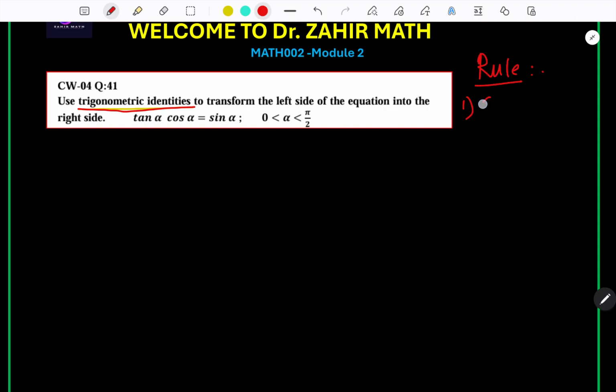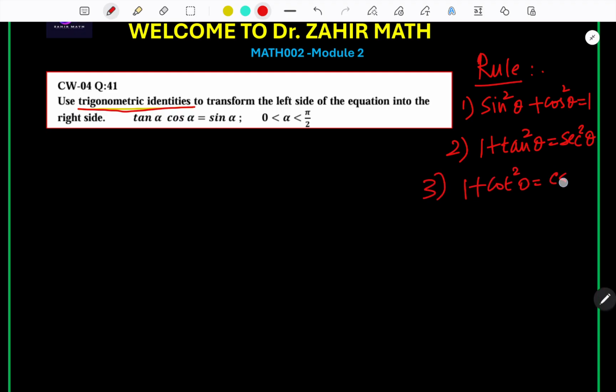What are they? The first rule is sine square theta plus cosine square theta is equal to 1. This is the first rule you need to remember. The second rule is 1 plus tan square theta is equal to secant square theta. The second rule is what? 1 plus tan square theta is equal to what? Secant square theta. This is the second rule. Okay, right. The third rule is 1 plus cot square theta is equal to cosecant square theta. This is the third rule. Okay, right.